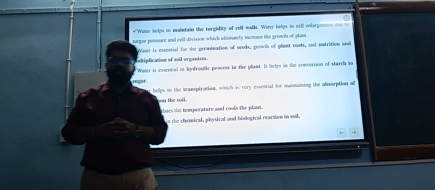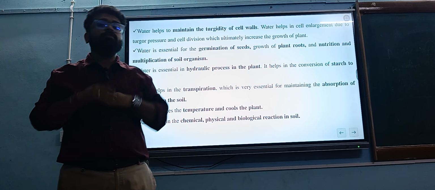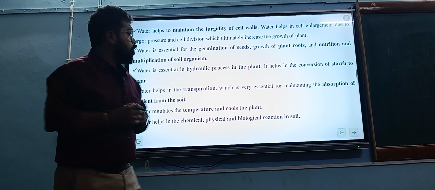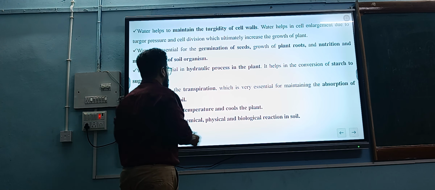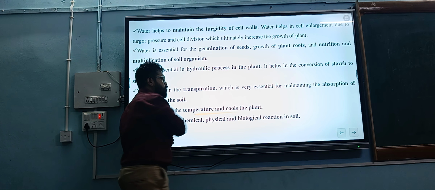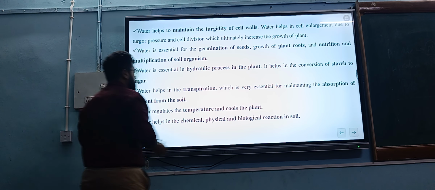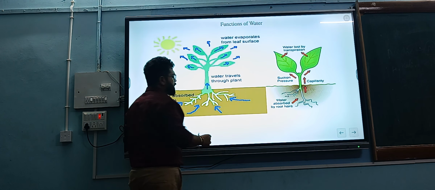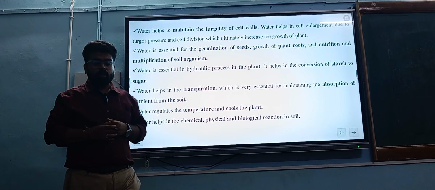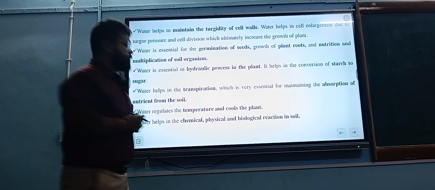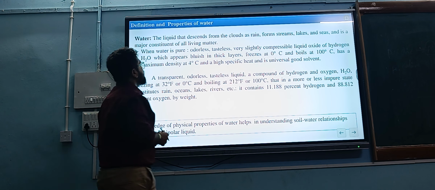What is transpiration? The loss of water from the plant surface, by which the plant maintains its temperature, is also dealt with by water. Water regulates the temperature and cools the plant surface, and it plays a very important role in chemical, physical and biological reactions that are occurring in the soil. So considering all these, water is much required for plant growth and development.